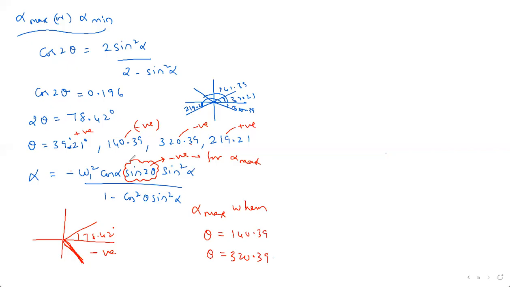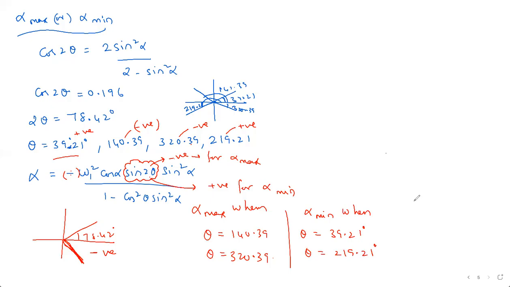Okay, and now when is alpha minimum? Whenever you see the negative value, minimum means it is deceleration. Alpha is negative. So when is alpha negative? Here you already have minus, minus into, here you have to have a positive value instead of negative. So here I need to have positive value for alpha minimum. Sine 2 theta is positive for these two angles already mentioned. So alpha minimum or deceleration when theta is equal to 39.21 degrees and theta is equal to 219.21 degrees.